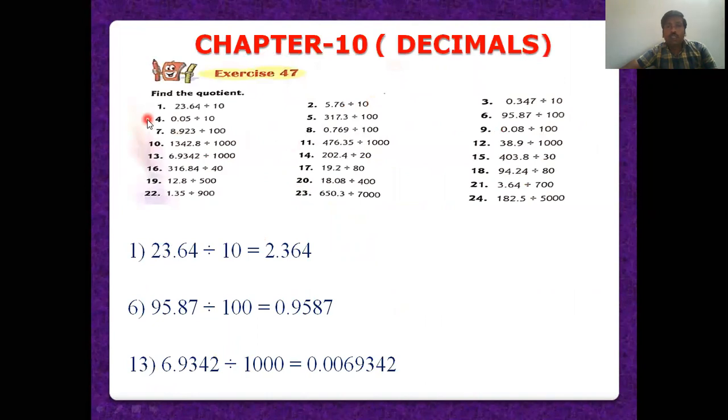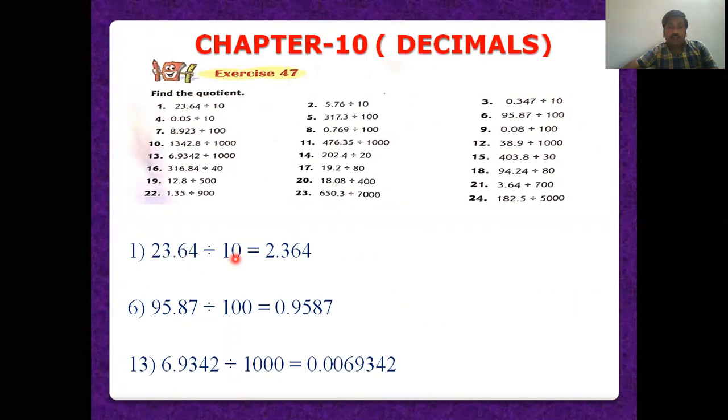In this exercise, there are questions number 1 to 24. Here we see questions number 1 to 13 are based on the same type of pattern. Now let us see how we can solve this type of question. Here is question number 1. Find the quotient: 23.64 divided by 10.